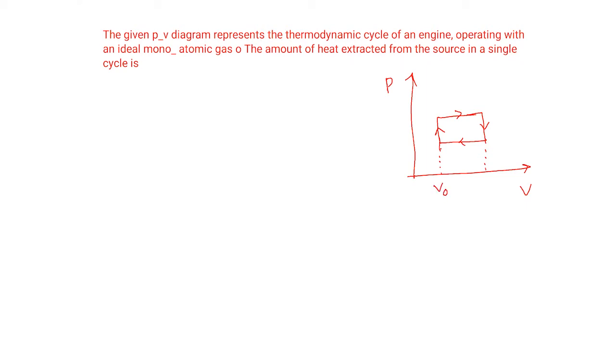This is V naught, this is 2V naught. This is P naught and this is 2P naught. Okay, so what are they asking? They're asking the amount of heat extracted from the source in a single cycle. What do you mean by heat extracted? It is the heat extracted from the hot source, the amount of heat extracted from the source in a single cycle. Who will extract heat from the source? The heat engine.